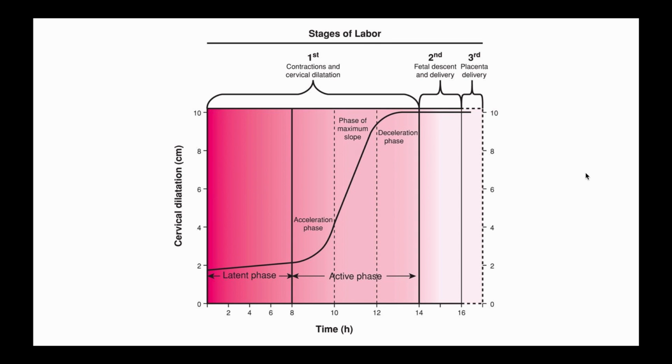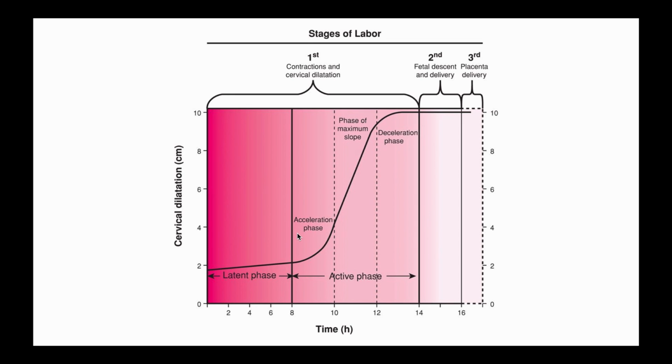Now, this is a graph depicting cervical dilatation in both the latent and active phase in the first stage of labor. We have the cervical dilatation in centimeters and the time in hours. The latent phase lasts for about 7 to 8 hours, and the cervix must dilate up to about 3 to 4 centimeters. This is followed by the active phase, and the active phase has the acceleration phase, the phase of maximum slope, then the deceleration phase.